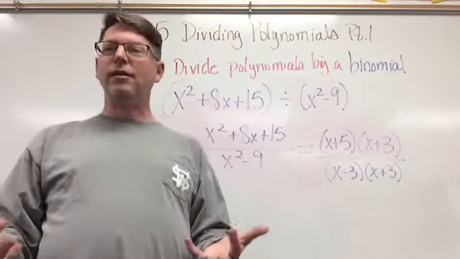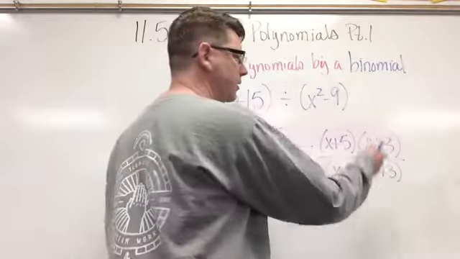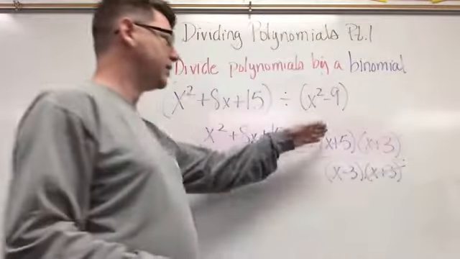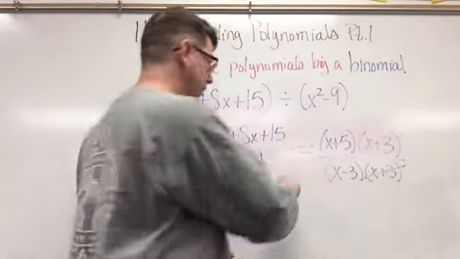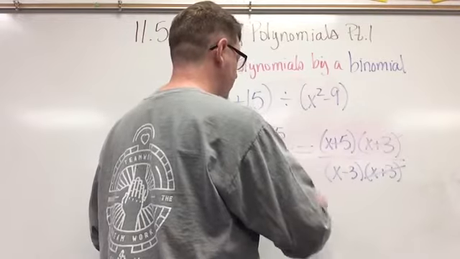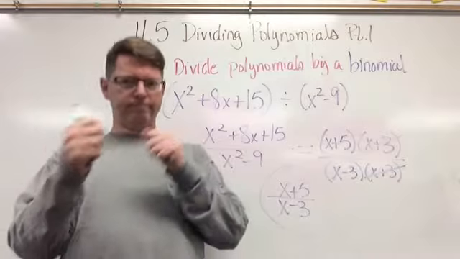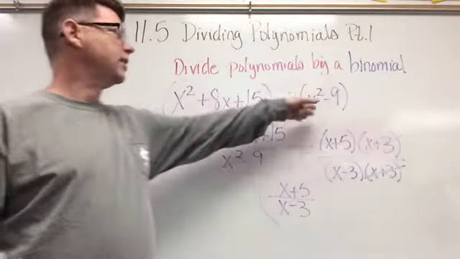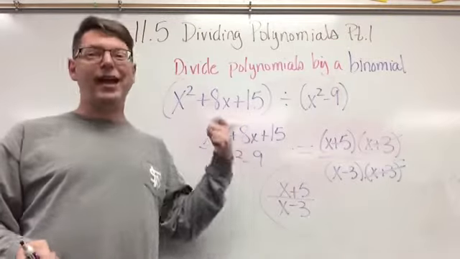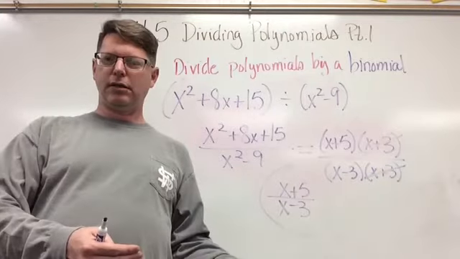So now, is there anything I can simplify? Well, absolutely. I've got an x plus 3 in the numerator and an x plus 3 in the denominator. So those will cancel out. And so all I'm left with is x plus 5 over x minus 3. So the correct answer is x plus 5 over x minus 3. That is the quotient, the answer to a division problem, when x squared plus 8x plus 15 is divided by x squared minus 9. So sometimes you have to factor both the numerator and the denominator in order to get your solution.